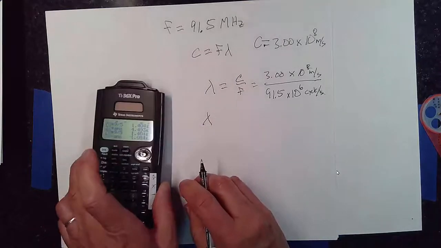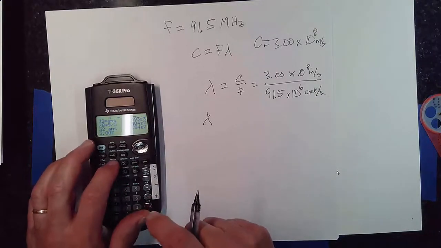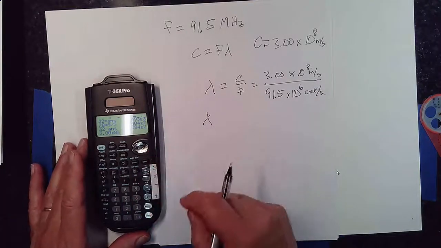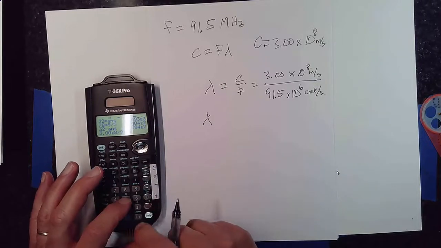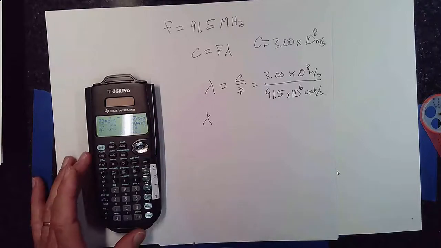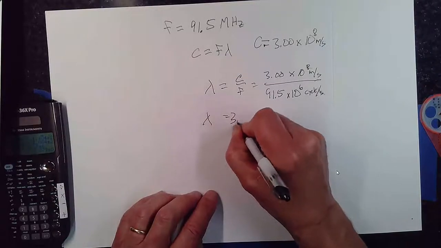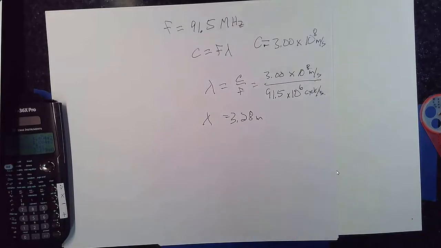And the way I put those into my calculator, I would just go 3.00 on this one, EE8. This is a nicer calculator for scientific functions than a lot of them. And then divided by 91.5, and then a 6 there. And I get 3.28 meters for the wavelength of that. 3.28 meters is roughly 3 giant steps that you might take.